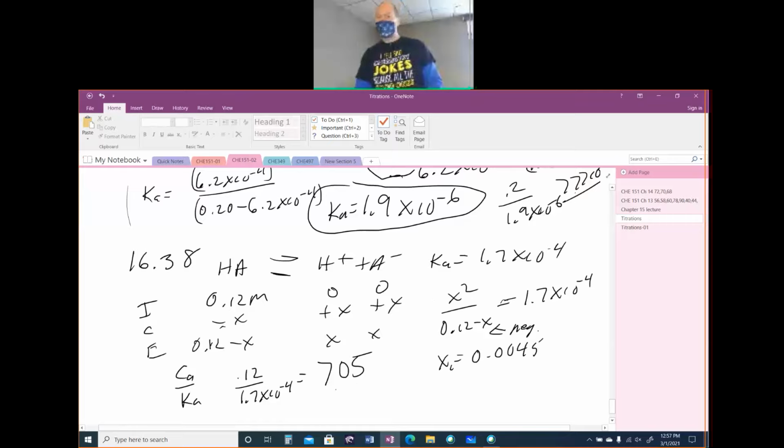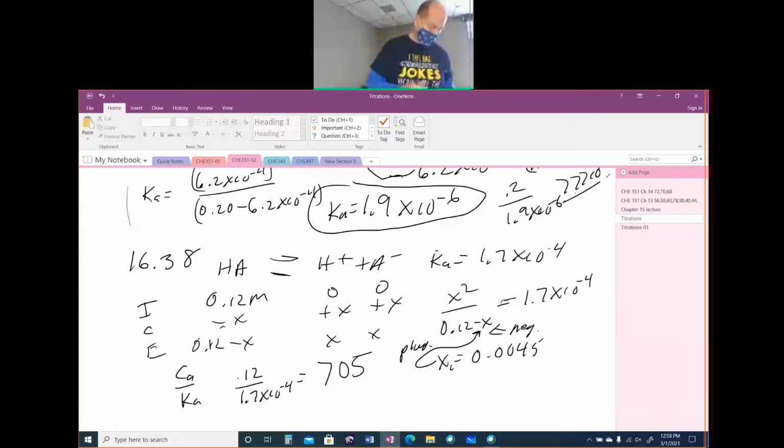And this is close to 1,000. So this is going to take maybe 3. Maybe x1 is the answer. We're going to find out. That's as high as it can be. All right, so now we plug that in. So 0.12 minus that answer times 1.7 times 10 to the minus 4 and the square root of that, and you get 0.0044.